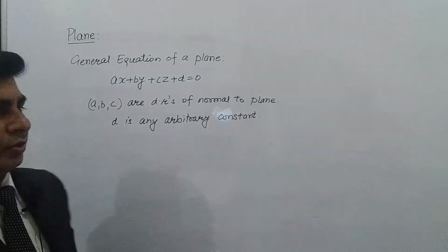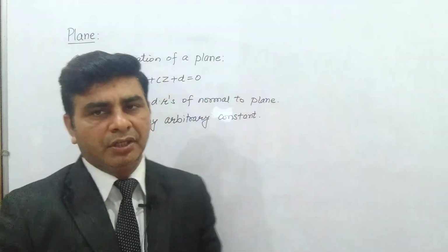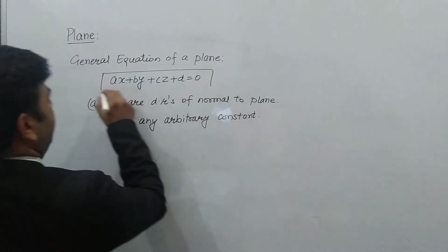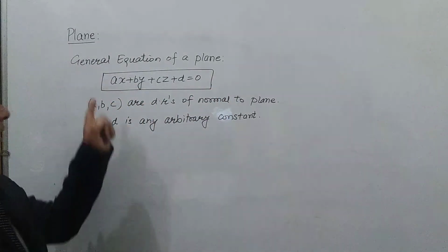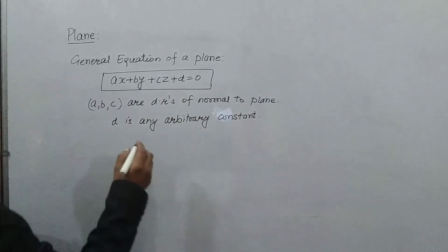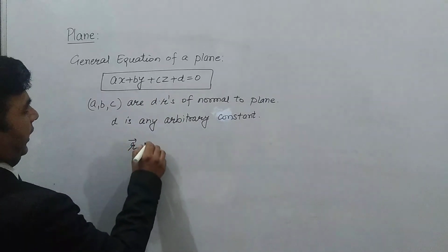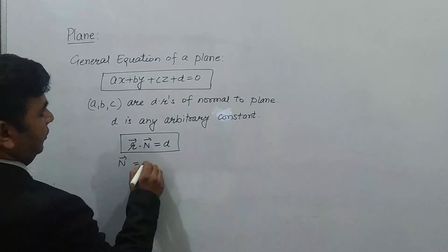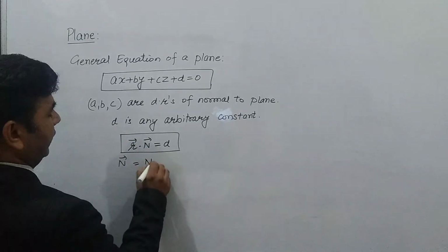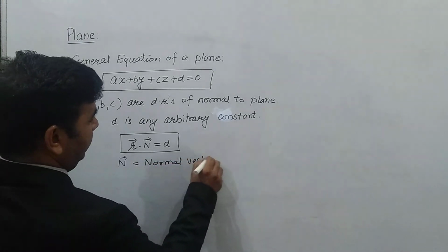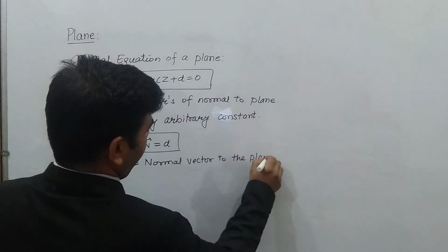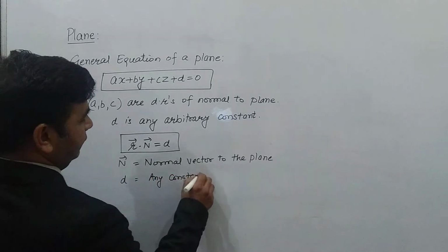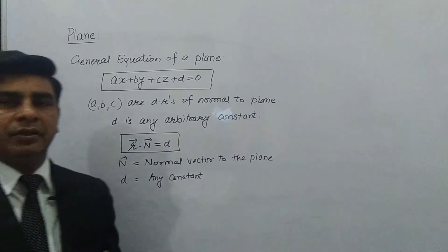So if a, b, c are the direction ratios of the normal to the plane given to you, and d is any arbitrary constant, then the equation of the plane, which you will find in each and every question as your generalized form, is given by ax plus by plus cz plus d is equal to 0, or in vector form this is given by vector r dot vector n is equal to d, where vector n is simply the normal vector to the plane, and d is any arbitrary constant.